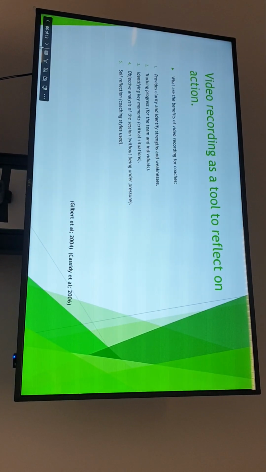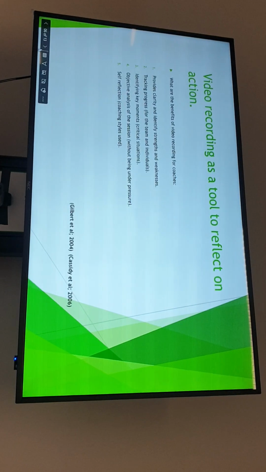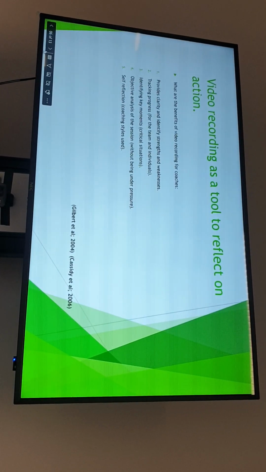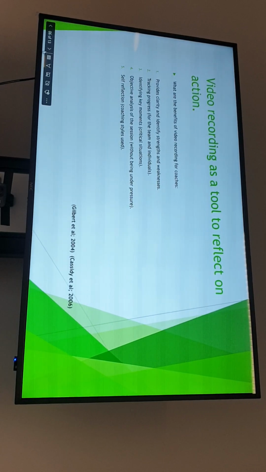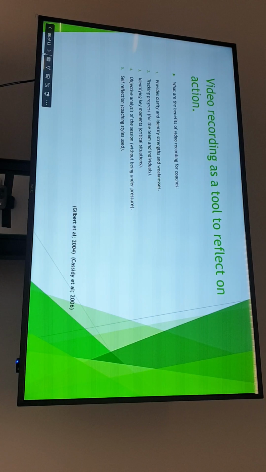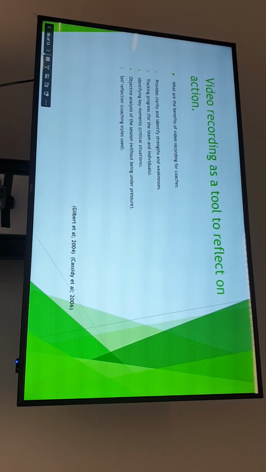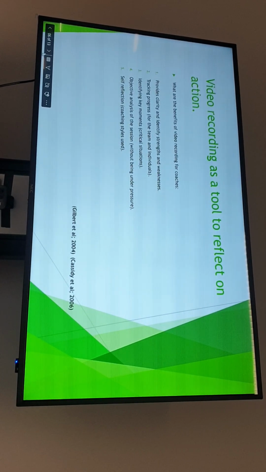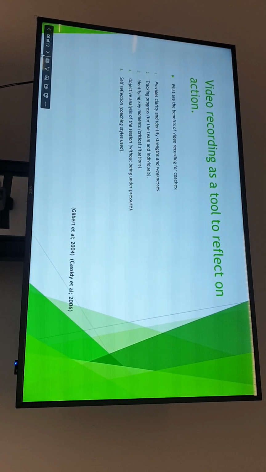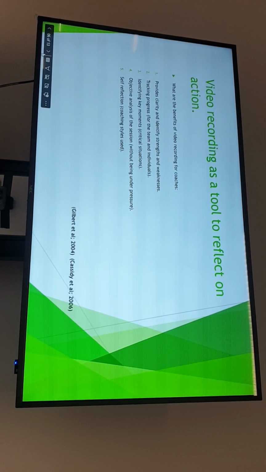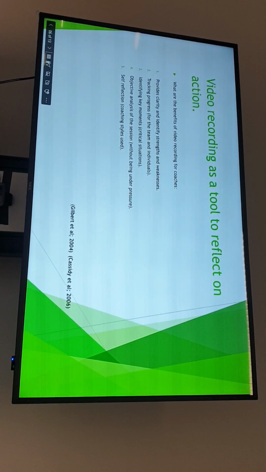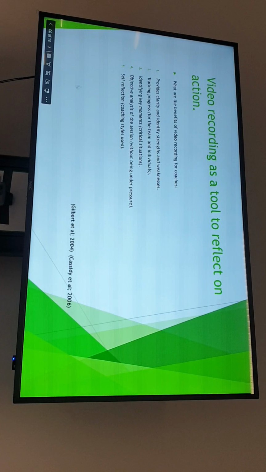So how does the video recording affect reflection on action? The video recording has benefits. According to Gilbert and Cassidy, it provides clarity and identifies strengths and weaknesses, tracks progress for the team and individuals, identifies key moments like critical situations, allows objective analysis of the session without being under pressure, and supports self-reflection, like the coaching style used by the coach.